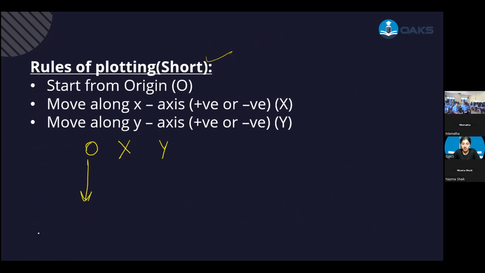So just remember this thing. O is for origin, that we have to start from the origin. X, in whatever direction the point is, positive or negative. And in Y, whatever be the direction, positive or negative, we have to move along the y-axis. So origin, x-axis and y-axis, which turns out to be OXY, and you will remember it your whole life. Okay, so I hope this is also done and we have revised this part.